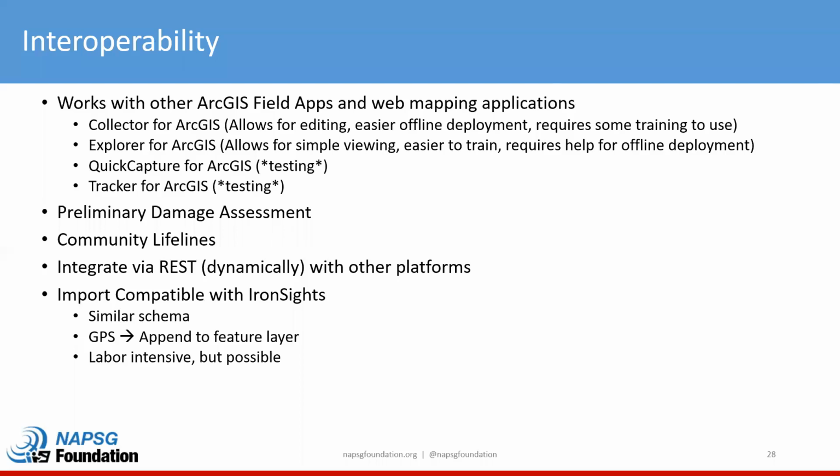Paul mentioned we added a question about community lifelines. You can integrate the REST services into other platforms, and it's also compatible with IronSight. So there's fields in the form that you can directly append data into the survey from a GPX once it's been processed. And it's labor intensive, but it is possible.